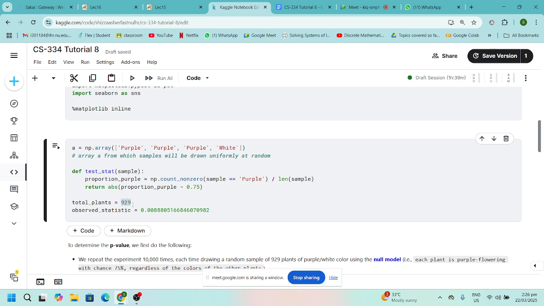So, for instance, if 700 out of these 929 plants would have been purple flowering, then our observed test statistic would have been 700 divided by 929, and whatever proportion that gives you, you would subtract 0.75 from it and then find the modulus of that. This is the observed statistic. The observed statistic is that for your actual final experiment. So this value is already given to us.